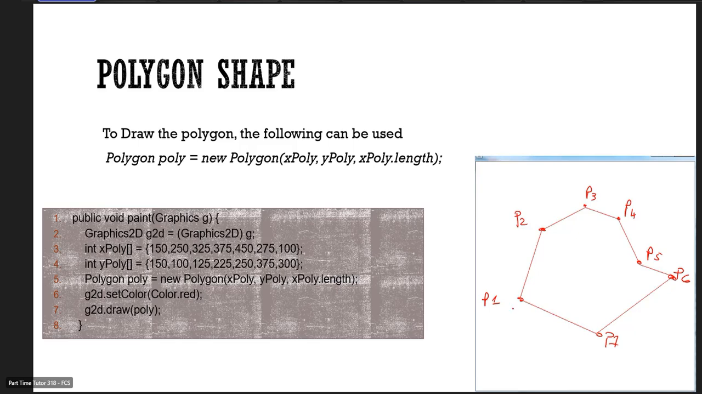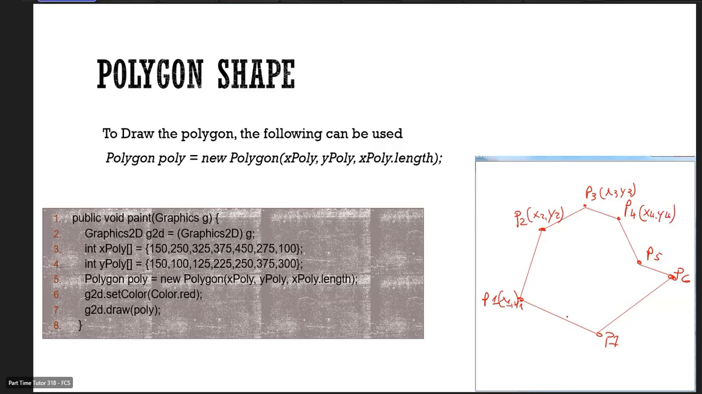Okay, so here for every point we have the X and Y. X1, for example, Y1. For P2, we have X2, Y2. For P3, here we have X3 and Y3, etc. So we have X4 and Y4. Okay, so how to create this polygon?